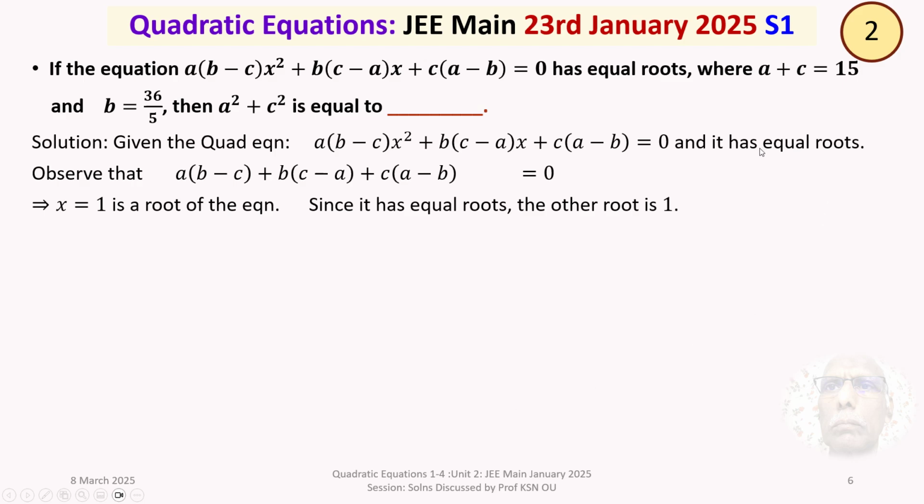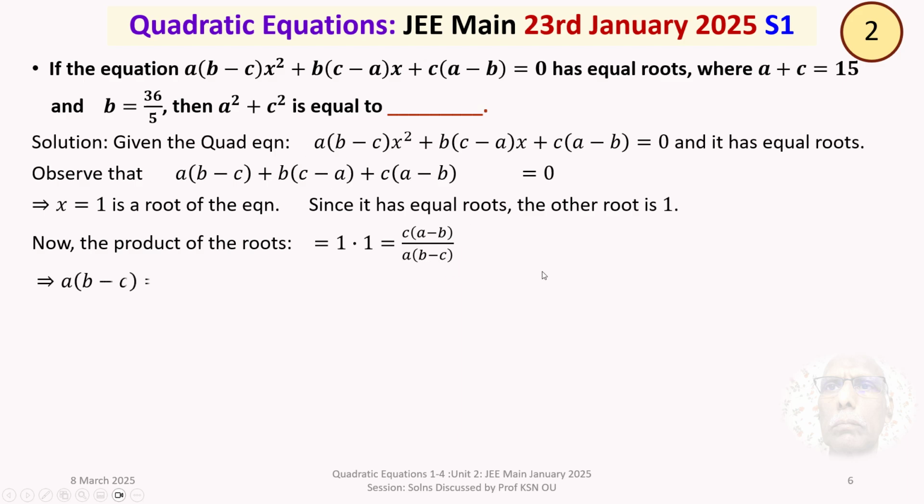We are also given it has equal roots. Therefore, if one of the roots is 1, then the other root is also 1. Right. Now we take the product of the roots. The product of the roots is 1 into 1, which is 1. The product of roots is the constant term by the leading coefficient, that is a into (b minus c). So now the product of the roots is 1 into 1 is equal to the constant term c into (a minus b) by the leading coefficient, a times (b minus c).